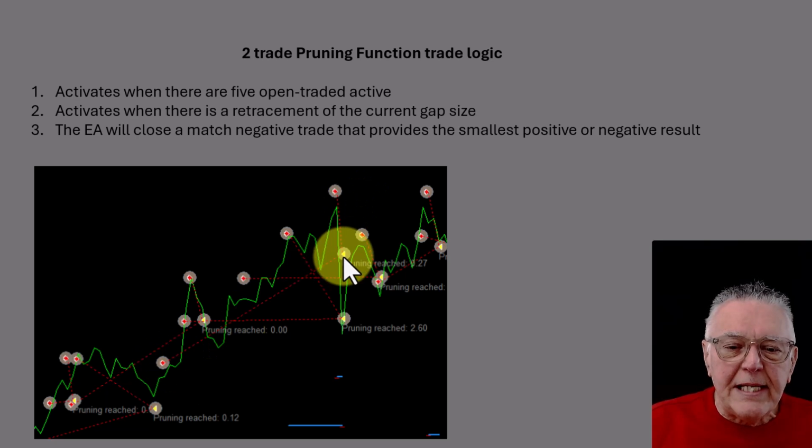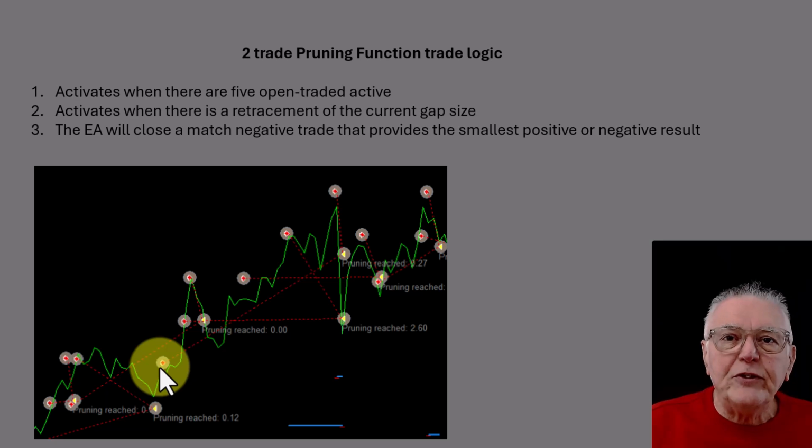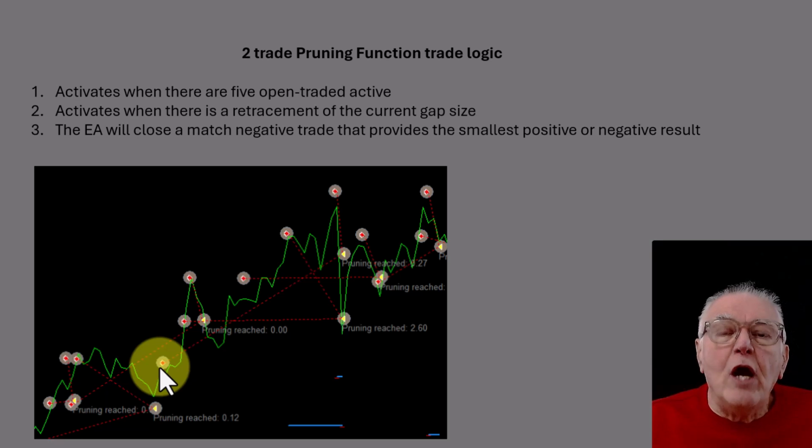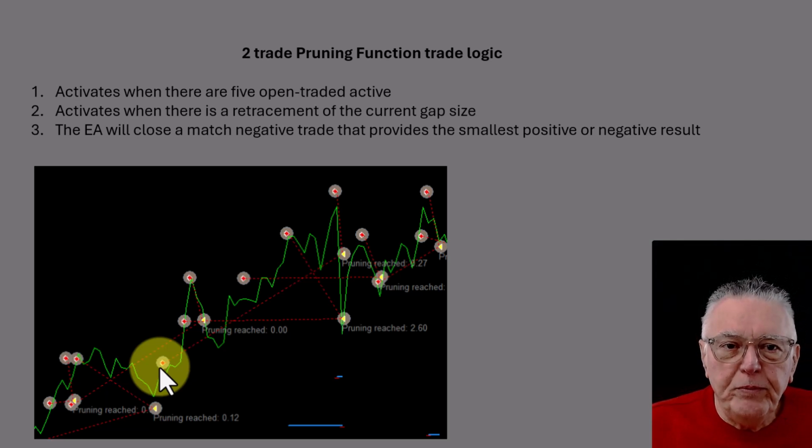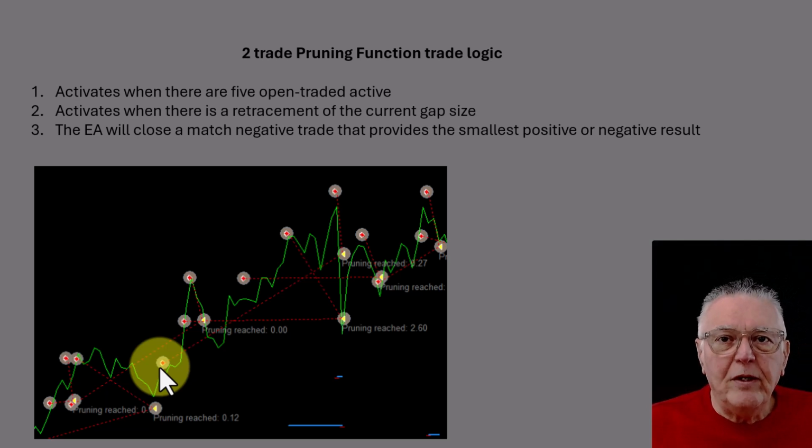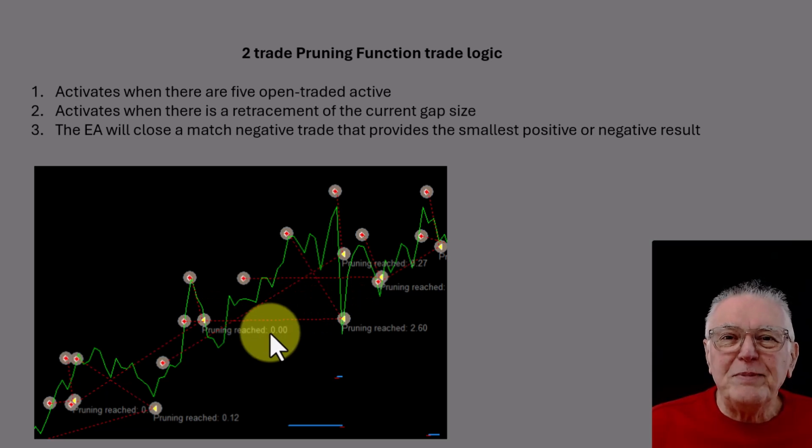So what it then does is it closes that trade and it closes that trade, and that's where the pruning concept comes in. It actually prunes 2 transactions at no financial loss. So that's how the two-trade pruning function works, and let's have a look at it when it's live. It's very clear. It's a lot clearer than looking at this particular picture.